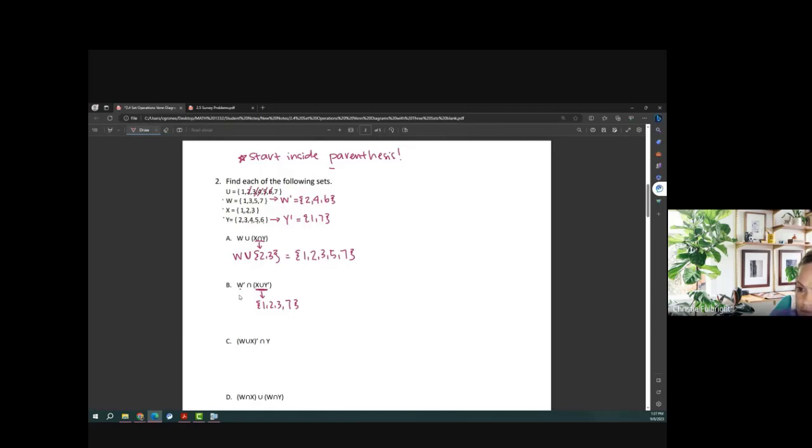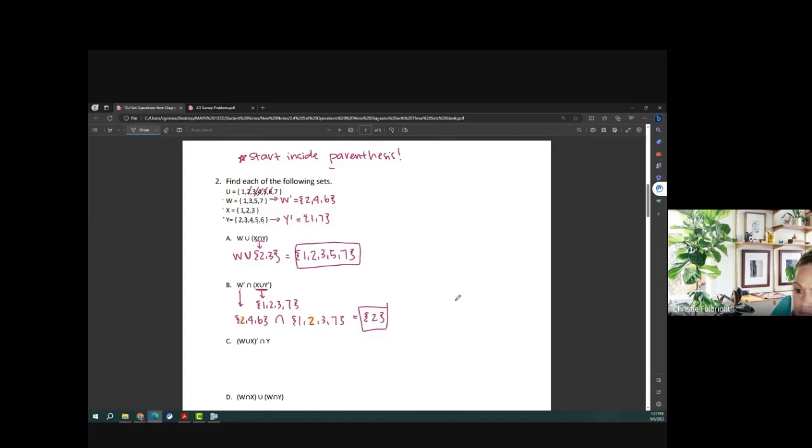So the complement of W is 2, 4, and 6. And we want to intersect that with our new set 1, 2, 3, 7. Our intersection is the elements common to both sets. So in this case, we have 2 that is in both of these sets. So that is going to be the only number in our final answer. Let me box these in.